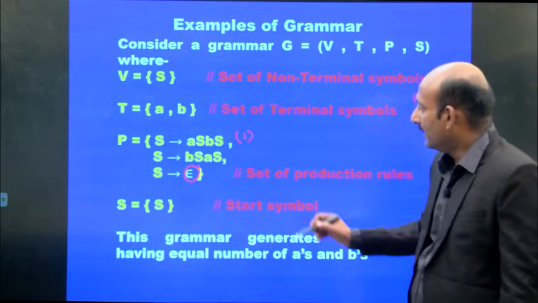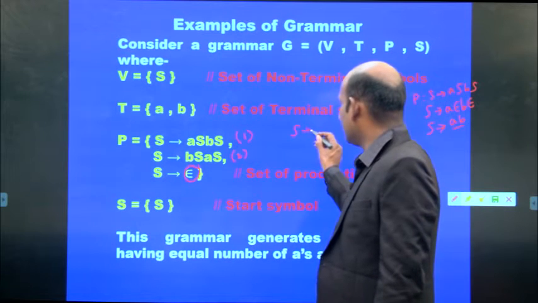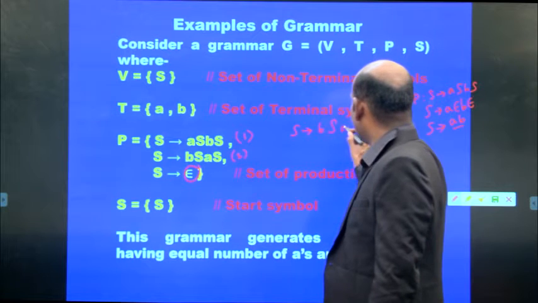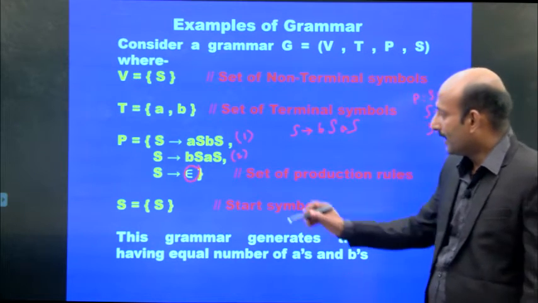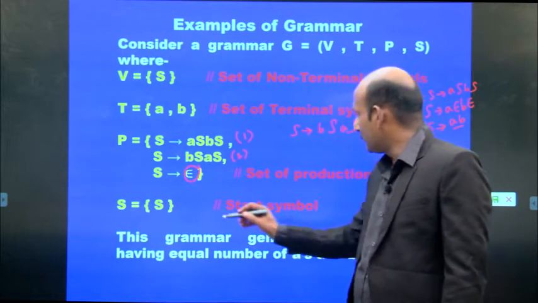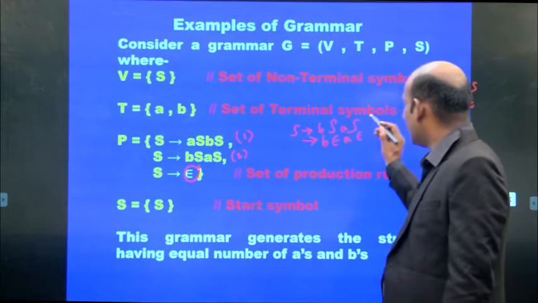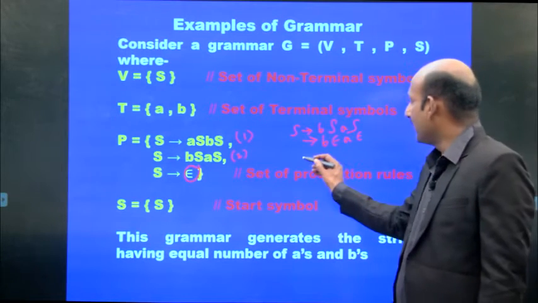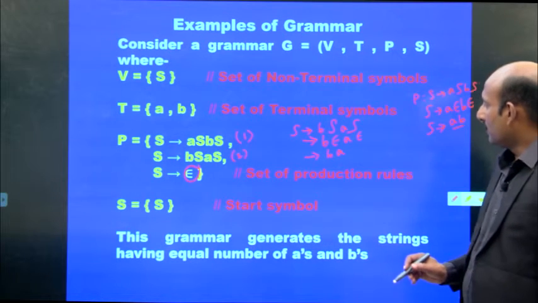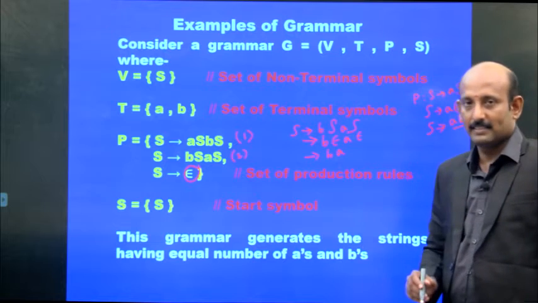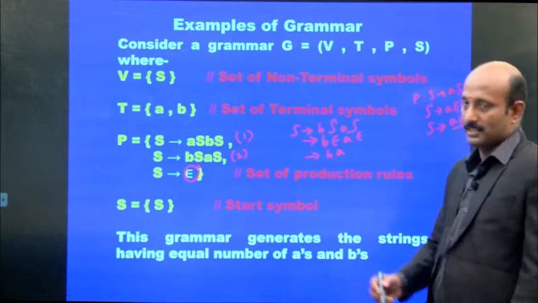Similarly, let's take the second production: S tends to bSaS. Again, we can take the production S to epsilon and substitute it here: b, epsilon, a, epsilon. Then we get ba. So we have to replace the epsilon symbol into these productions.